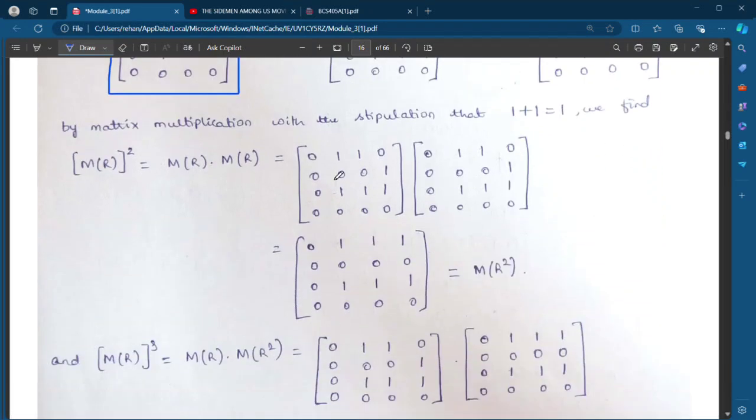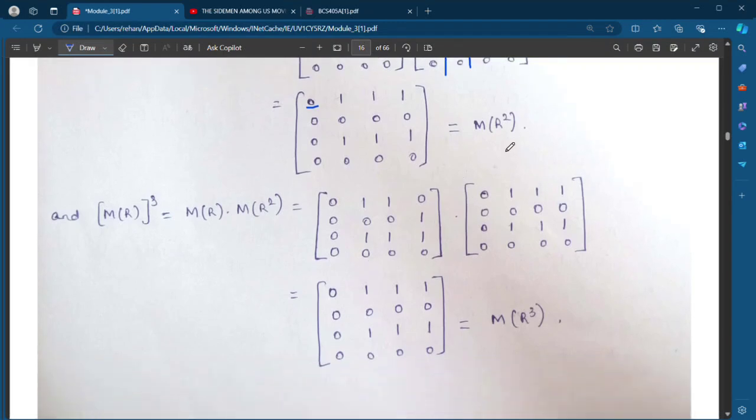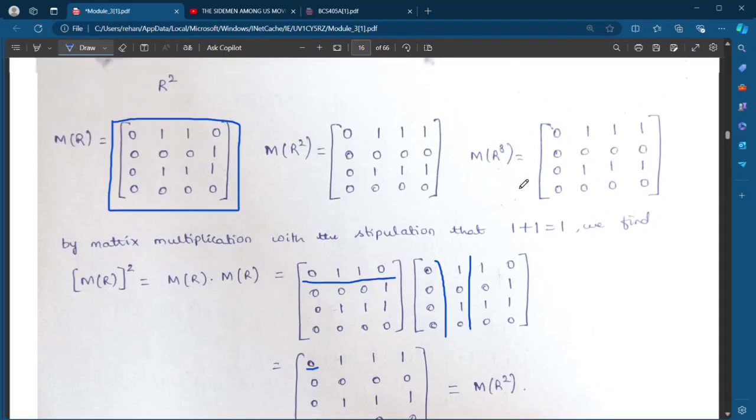And then it is just a simple matrix multiplication, first row with first column. Here all are 0, so the first entry will be 0. Then this whole thing into this thing. If you add all the complete values, that will be your multiplication. So 0 into 0 plus 1 into 0 plus 1 into 1 plus 0 into 0, that is 1. Okay, like that. Now see here, this is my MR square, the whole square of MR, and then MR cube is like this.